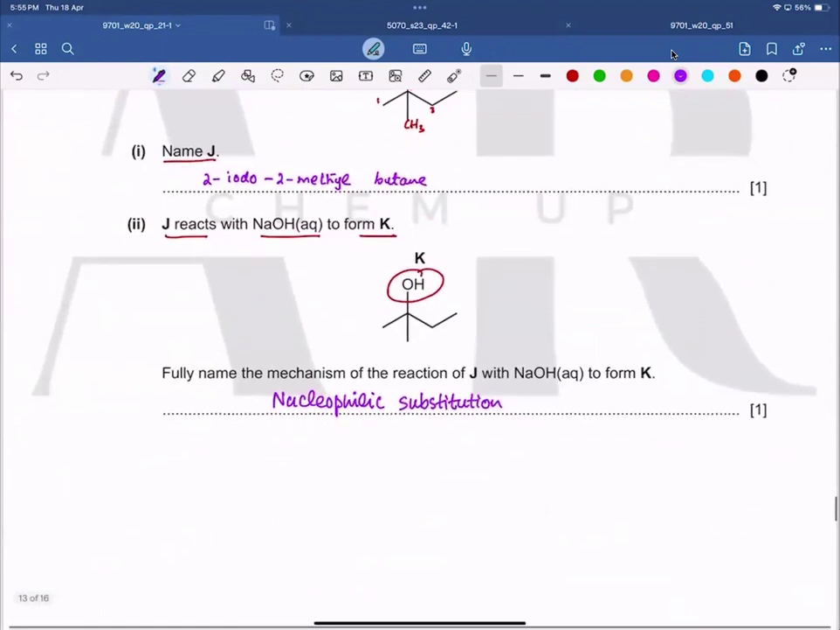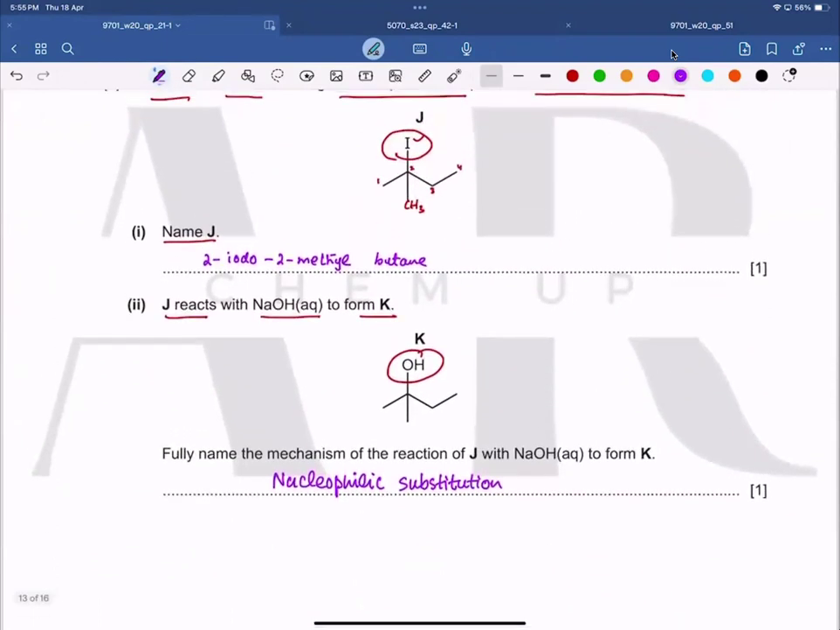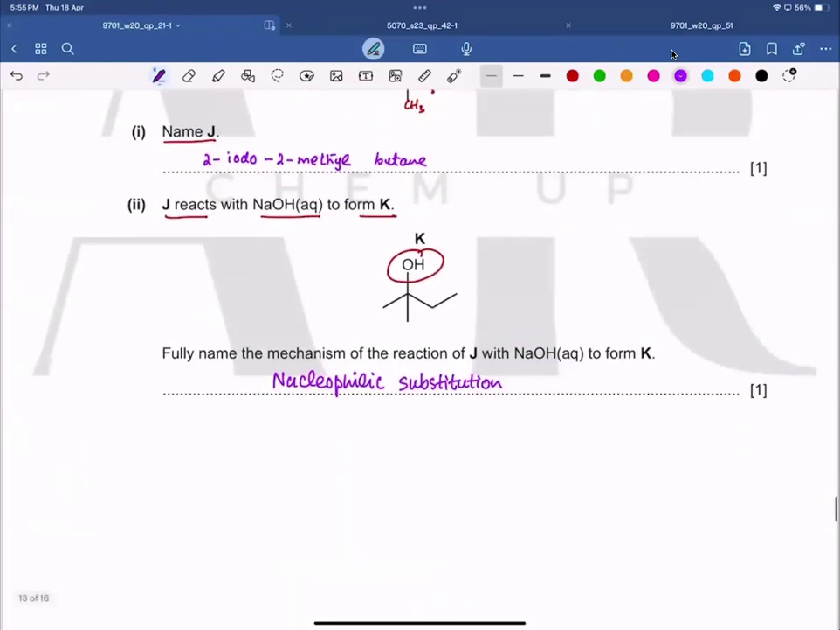Yes, 2-methyl 2-iodo, but we discussed in the naming that whenever there is a halogen and an alkyl side chain, we write the name of the halogen first and then the alkyl side chain. So 2-iodo would be written first and then 2-methyl.